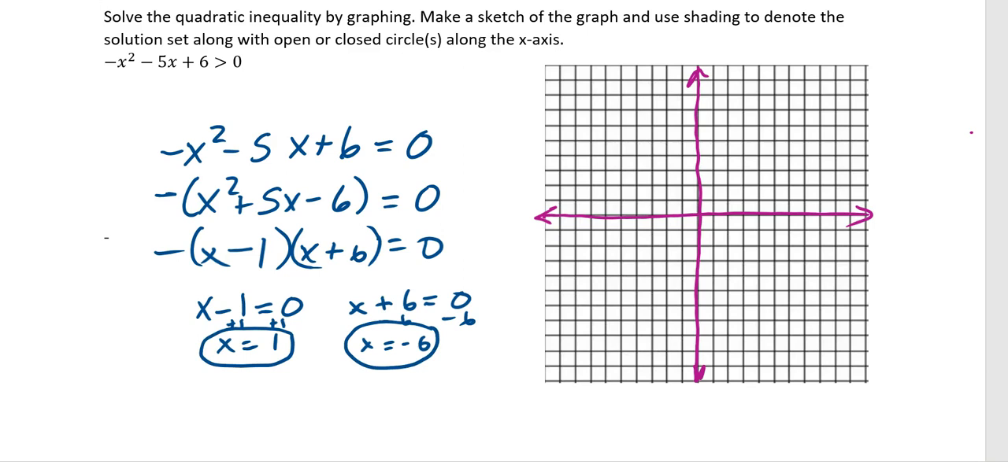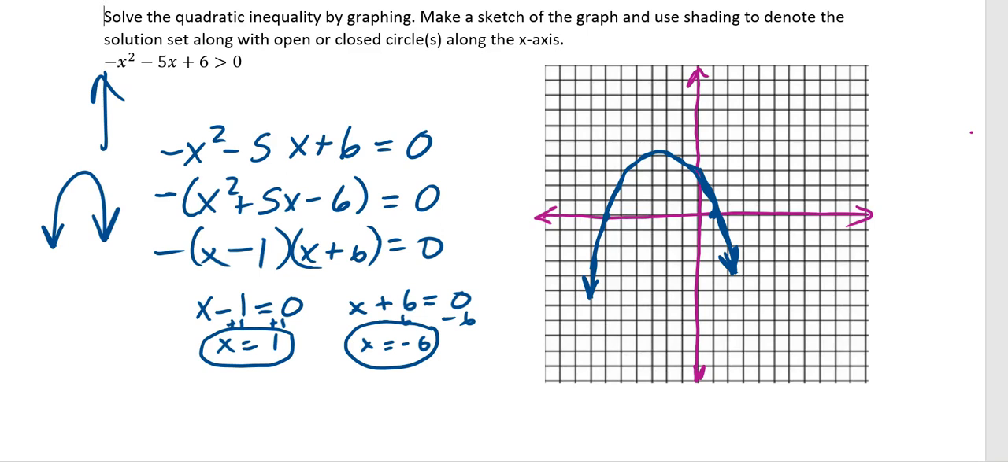So these are the places on the graph that we know our parabola crosses the x-axis. And we already said that since it's negative, it's going to be pointing down. So I don't really need the vertex for this section. All I'm really concerned with is this shape. I'm just going to sketch it in like this. We only need to know the shape of the parabola and the zeros because we're really only concerned about where is it above the x-axis and where is it below the x-axis.